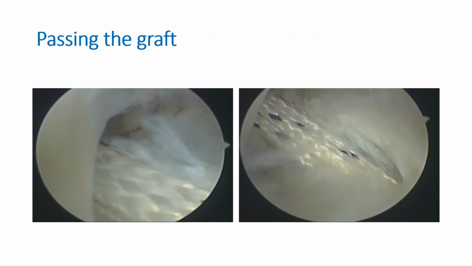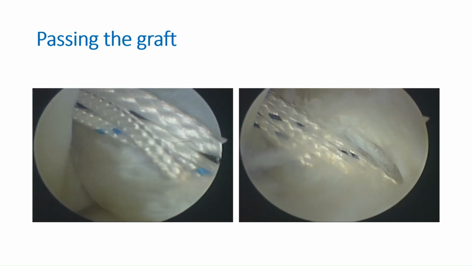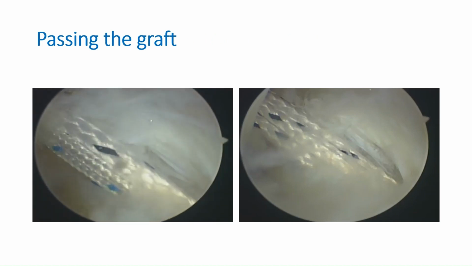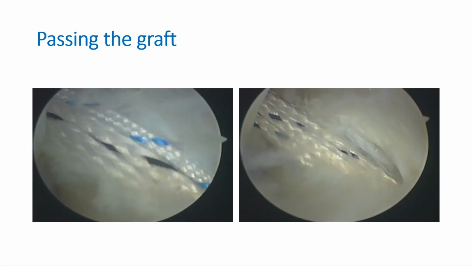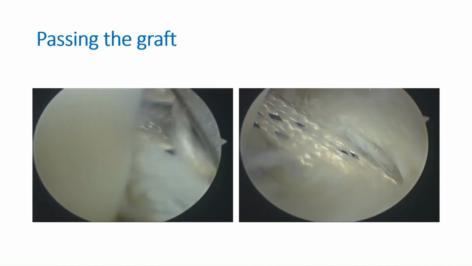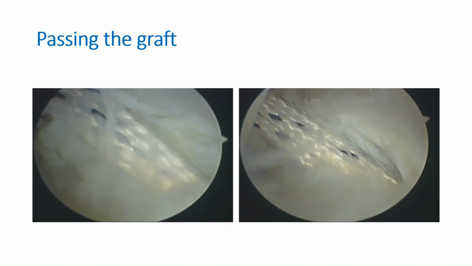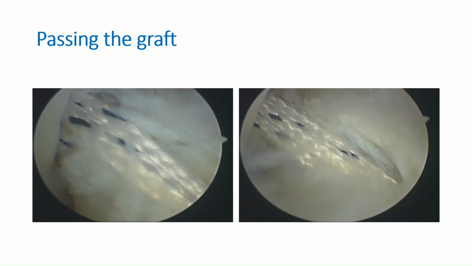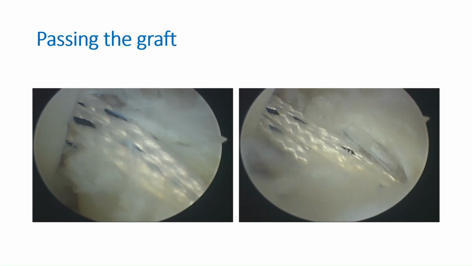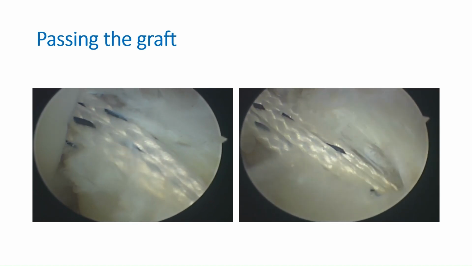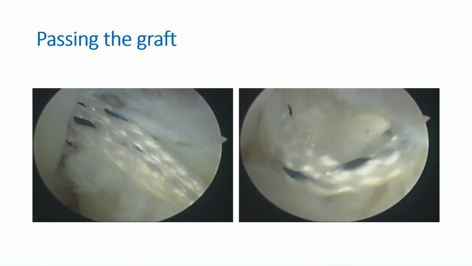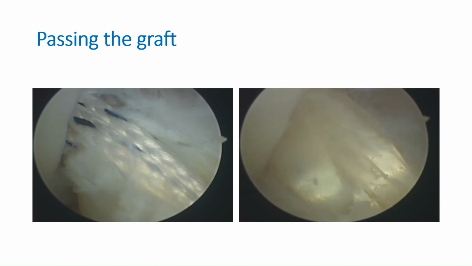And now we're using a suspensory fixation. We are pulling our graft now. We're actually delivering the graft through the native ACL. So this is the graft as it passes through the native ACL.